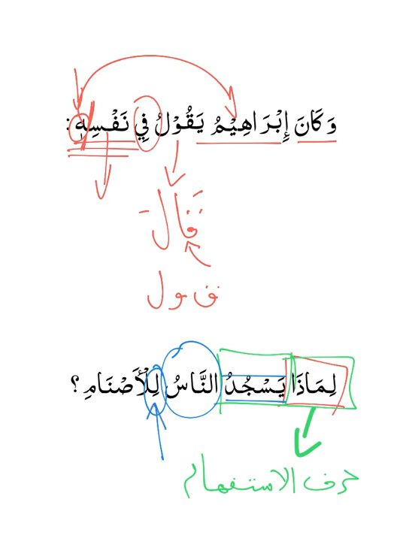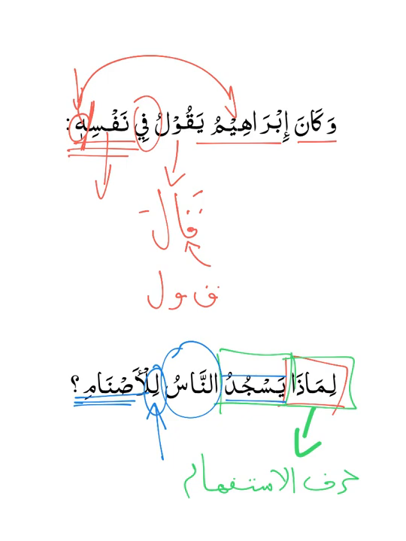Lam is a harful jar. This lil asnam, this lam is a harful jar, and al asnam is majroor, and it's a noun. We've had this word several times now. So we have now done step 1, which was to read the ibara, the text correctly.